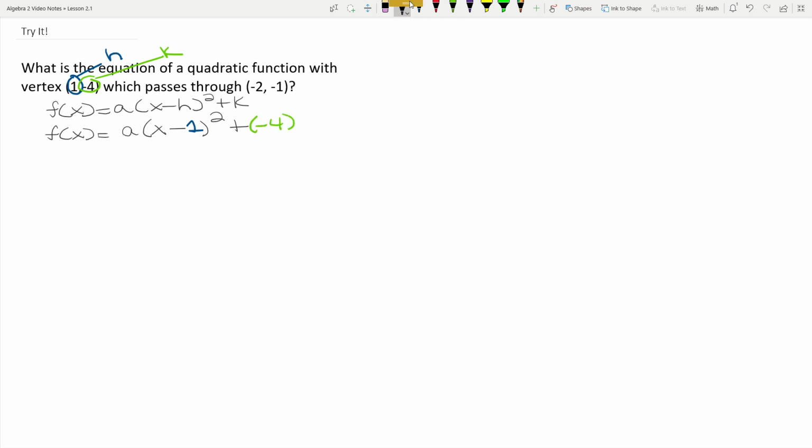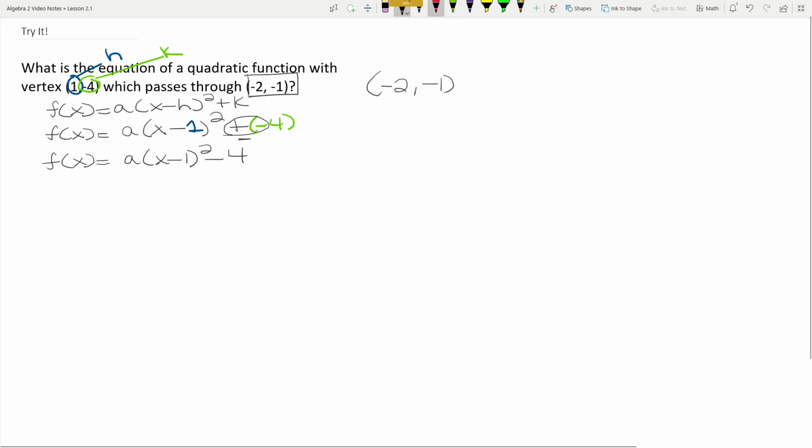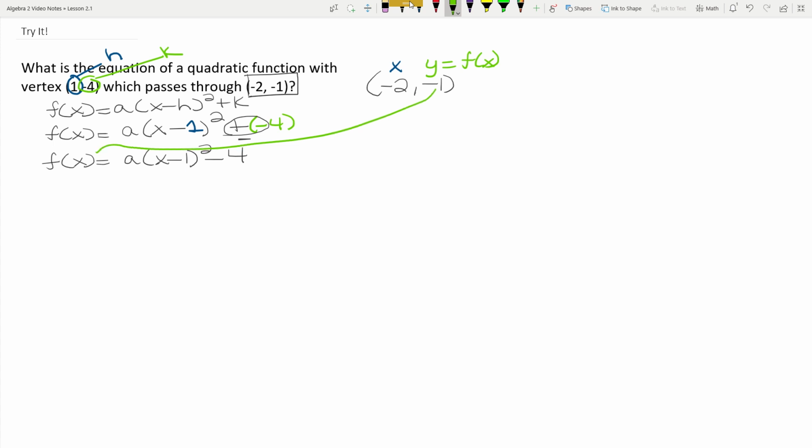Okay, so now we can rewrite this as a negative, so we can just write it as minus 4. So we got f of x equals a times x minus 1 squared minus 4. So now we got to find a. So we're going to be using this information to find a. Okay, so if we look at the coordinates, this is my x and this is my y, otherwise known as f of x. So let's plug that in for f of x.